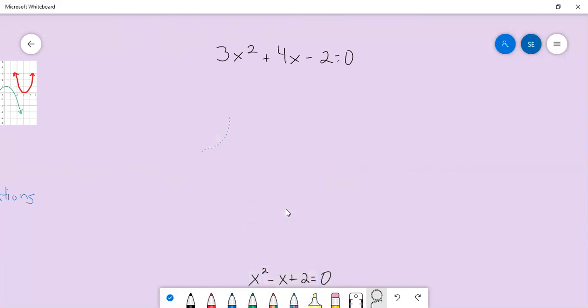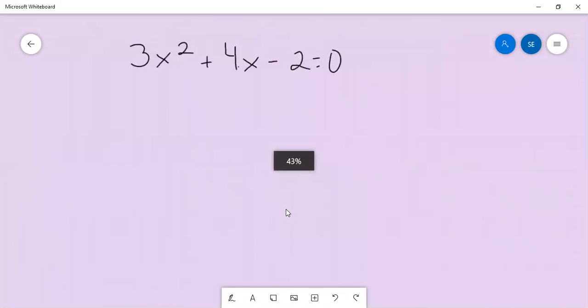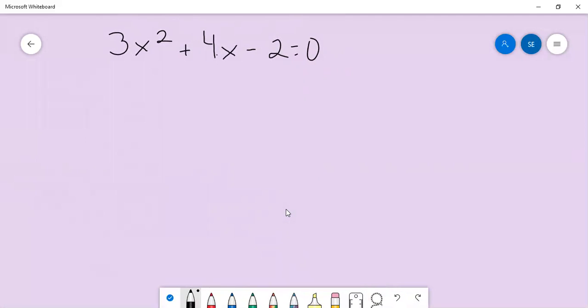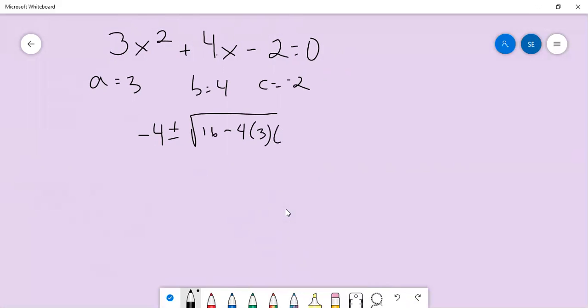Okay. Sometimes we have equations that we can't solve necessarily by factoring. And so this is where the quadratic equation becomes really powerful. Again, here we're going to assign a equal to 3, b equal to 4, c equal to negative 2. And now we can plug this into our quadratic equation again. We have negative b, so that's negative 4, plus or minus the square root of b squared. Well, b is 4, so 4 squared is 16, minus 4 times a, which is 3, times c, which is negative 2, all over 2 times a, which is 3.